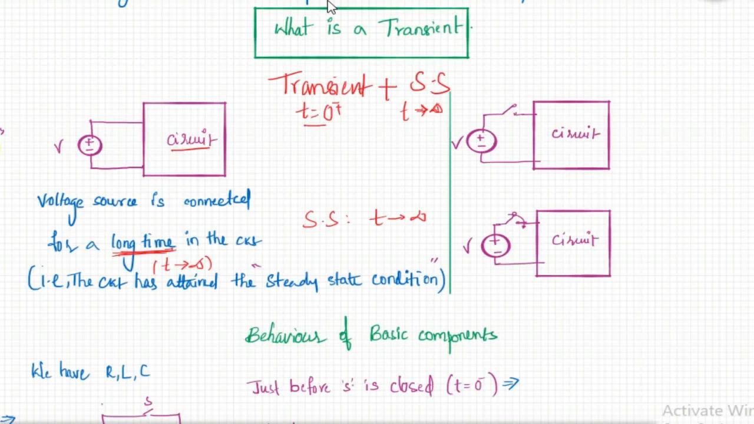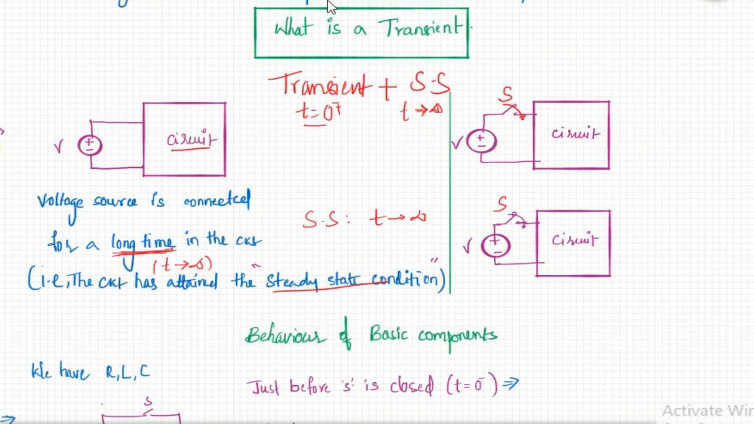Here a voltage source is connected for a long time, which means the circuit has attained steady state condition. So we can find the current here, which can be voltage by resistance or voltage by impedance. Now let us see that these circuits have a switch here. Switch S is introduced here. This circuit has many electrical elements, RLC components. I am going to turn on this switch. If you close this switch, then the supply will be turned on to our circuit.